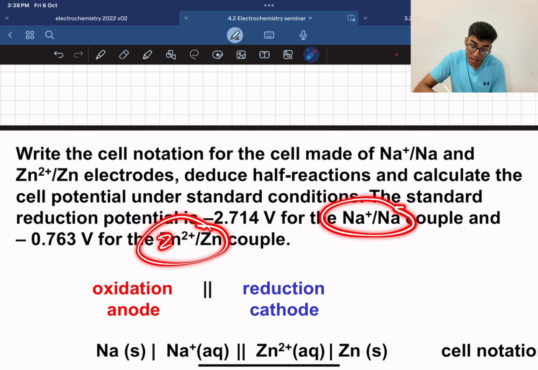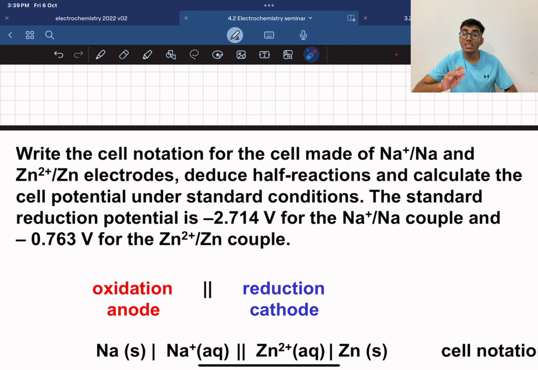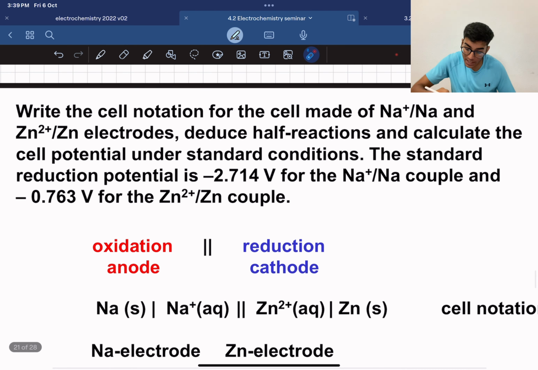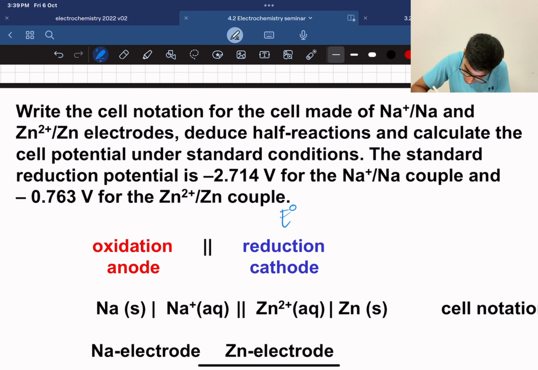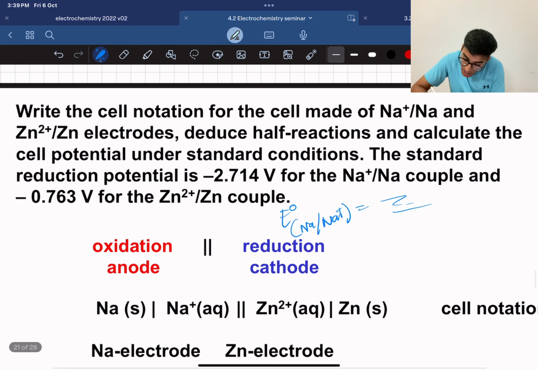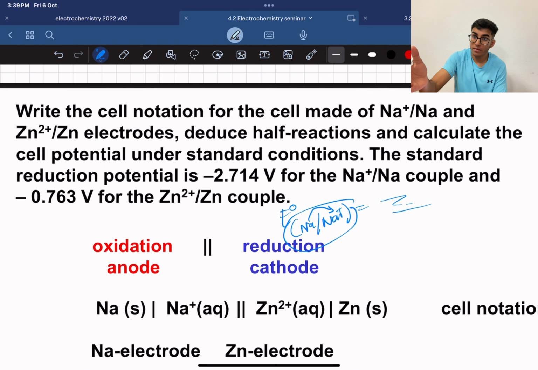I know Zn2+/Zn looks like it's a reduction, but no, this is just how they write the values. This is like a law which you cannot break. You cannot write E naught and then write Na/Na+ is equal to whatever number, because this implies that it's being oxidized. But the name of the value itself is reduction potential. Understand?